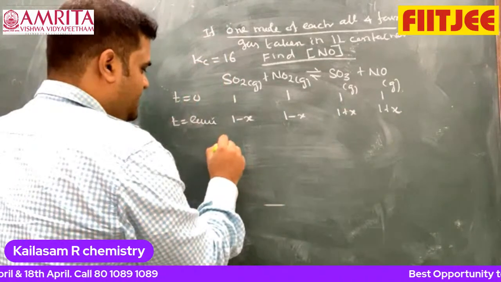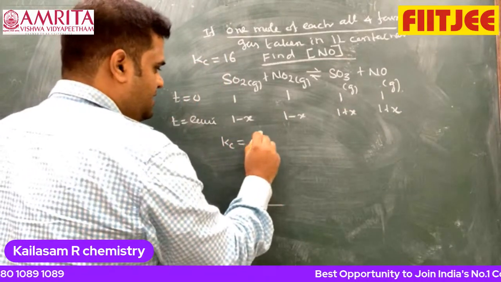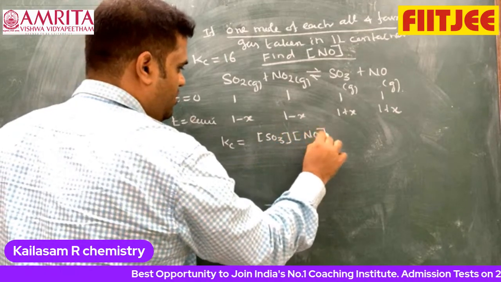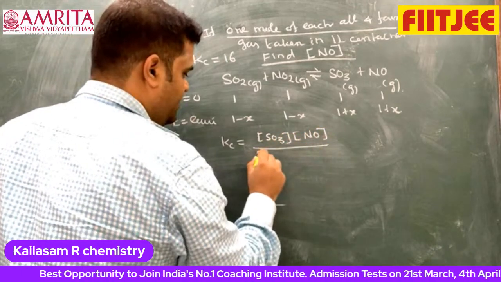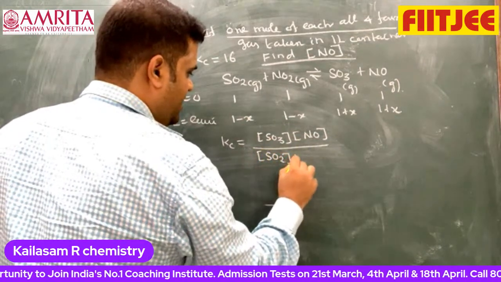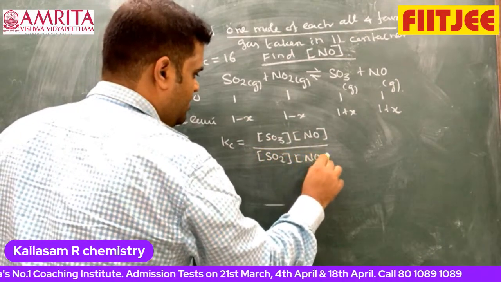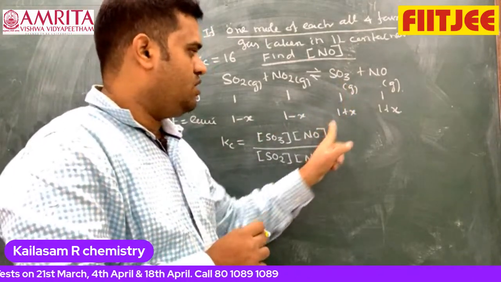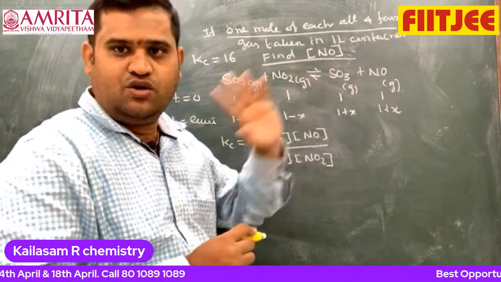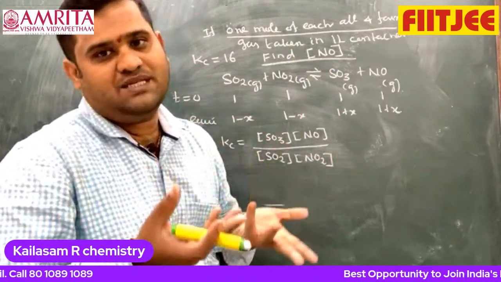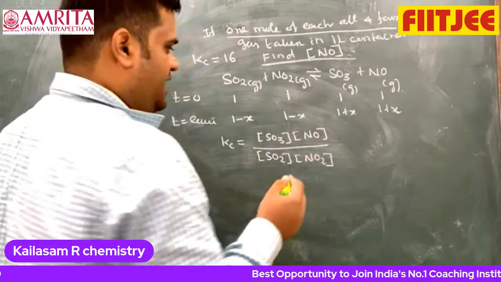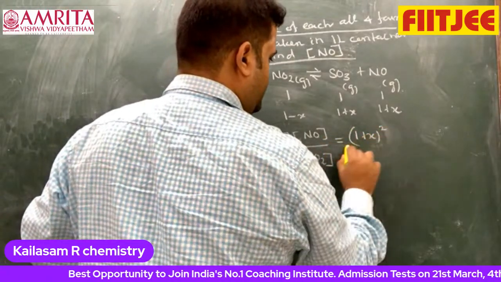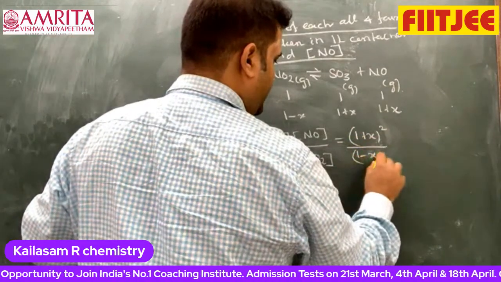Now what is the Kc expression? Kc is equal to the concentration of SO3 times the concentration of NO, by the concentration of SO2 times the concentration of NO2. Now can we say what is the concentration of SO3 at equilibrium? 1 plus x, NO also 1 plus x. Anyway, delta n is equal to 0. When delta n equals 0, volume doesn't matter because volume will be cancelled off. Now I can write it as 1 plus x whole square by 1 minus x whole square.